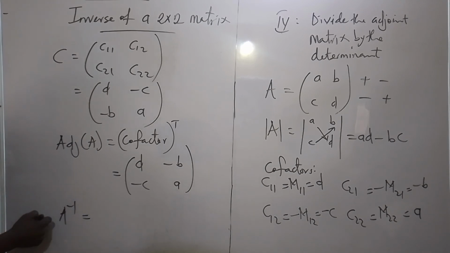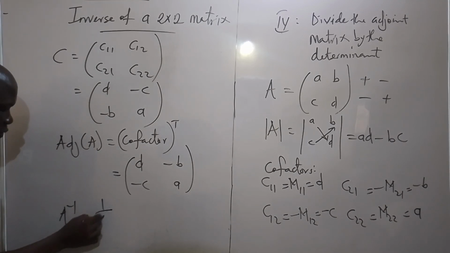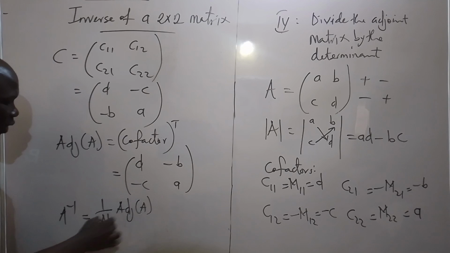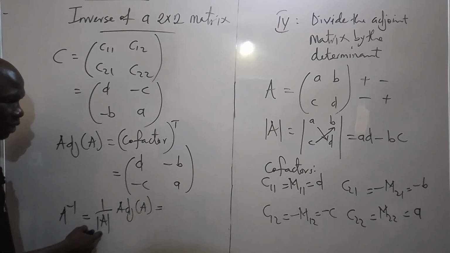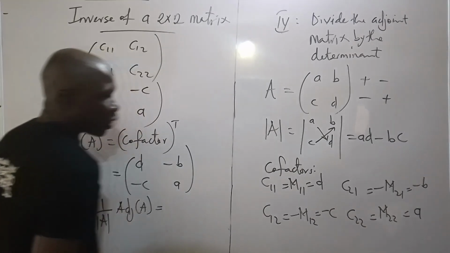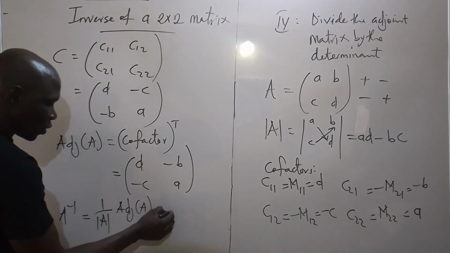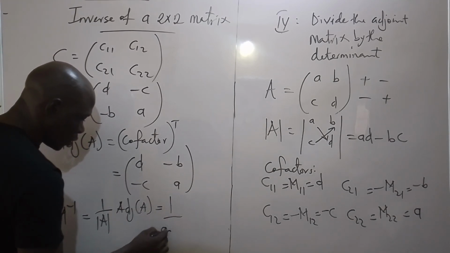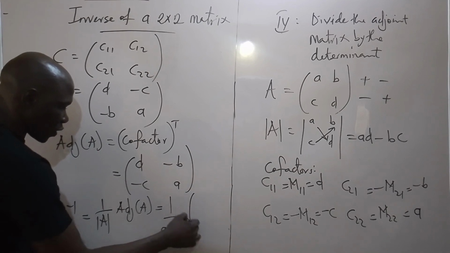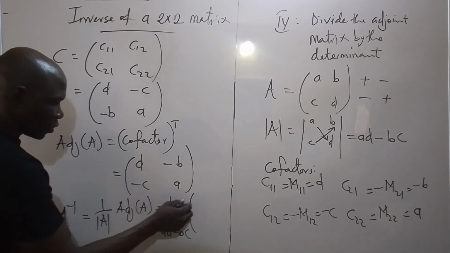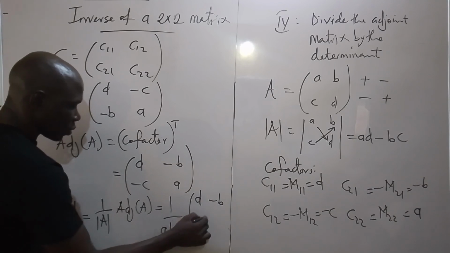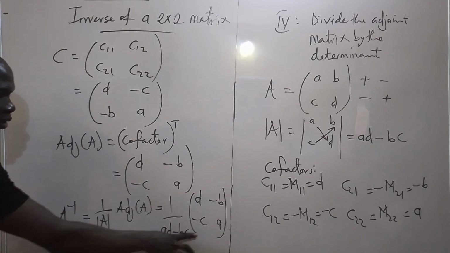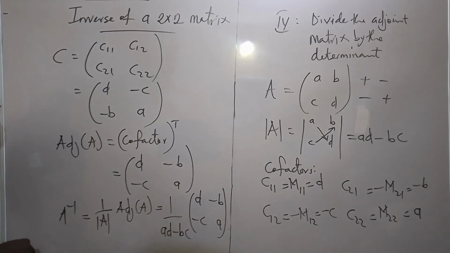So once we have this, we can then obtain the inverse of matrix A. The inverse of matrix A, like we said from the definition, is 1 over the determinant of matrix A times the adjoint of matrix A. So in this case, the determinant of matrix A is here, AD minus BC. So we have 1 over AD minus BC multiplied by the adjoint matrix, which is this. This is D, minus B, minus C, A.